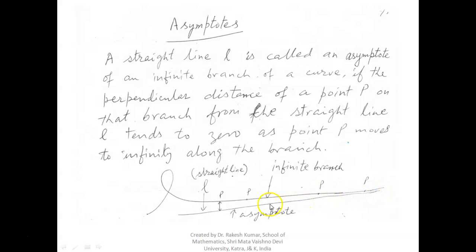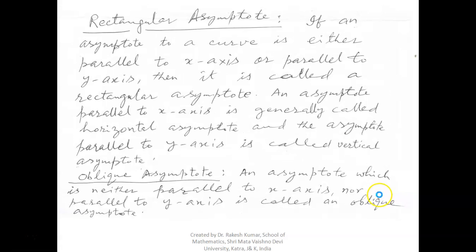Asymptotes normally restrict the motion of the branches of any curve, so that it cannot touch it. So this branch will be inside this line.